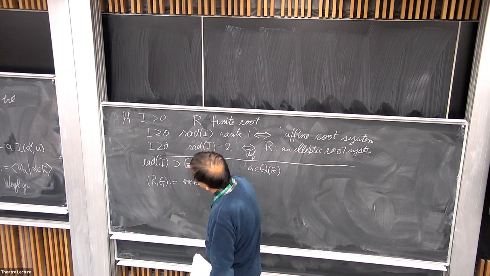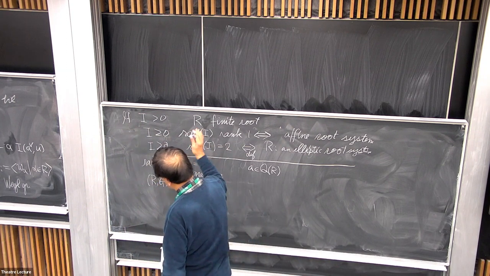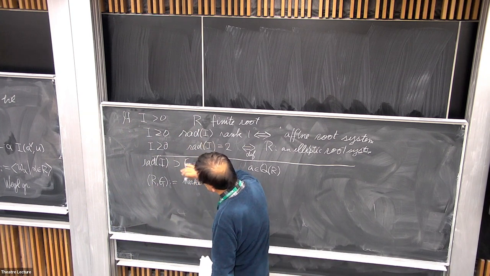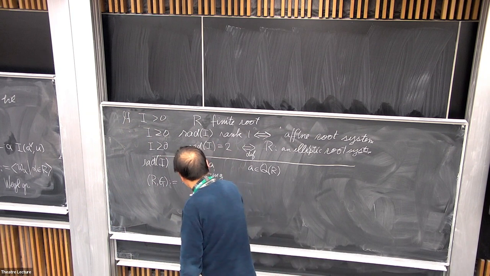This marking I don't want to discuss today, but it corresponds to a choice of a primitive form associated with this theory. But I don't want to discuss anything about primitive form or integrable structure, just topology. So you just consider the marked elliptic root system.